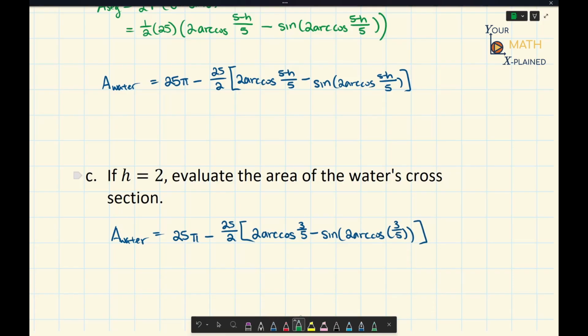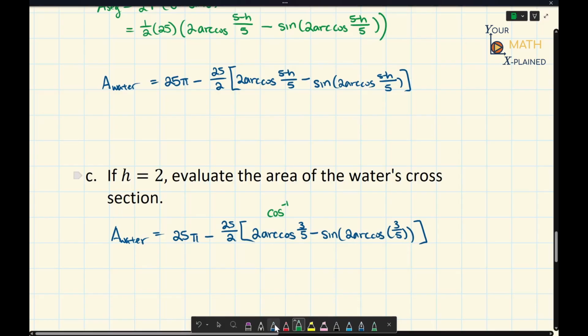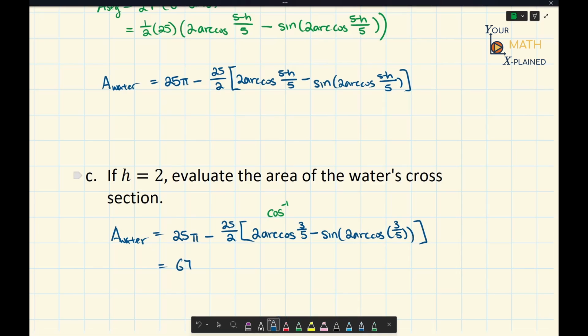So on your calculator, arc cos is going to look like cosine with a little -1 on top. And that is usually on top of your cosine button. So to get there, you would just press second cos, and then that'll give you the inverse cosine function. So once you type all of that into your calculator, your final answer is going to come out to around 67, and this is going to be meters squared.